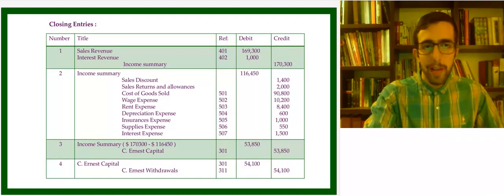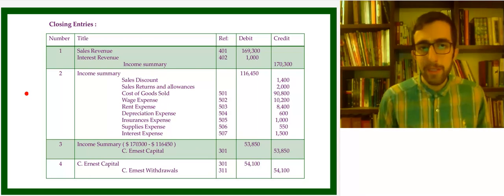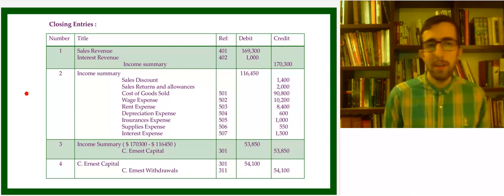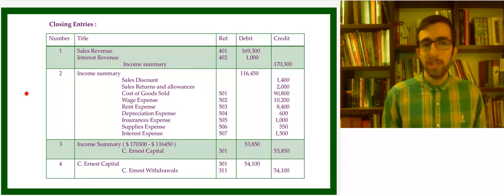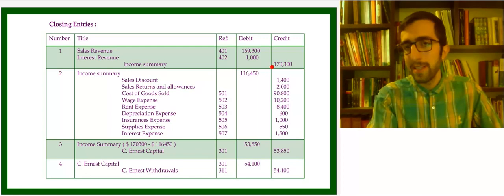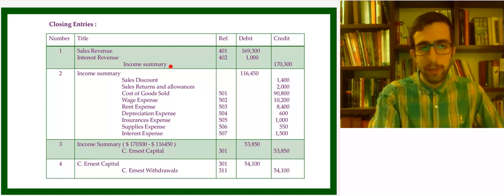After that, we should close our accounts. Sales revenue and interest revenue and all revenues have the normal balance of credit. So if you want to close it, we put it on debit side, and the opposite side will be always income summary. And the number is 170,300 for this, for the first entry.